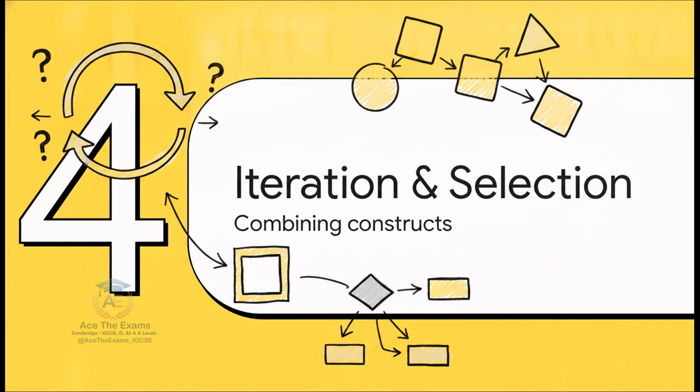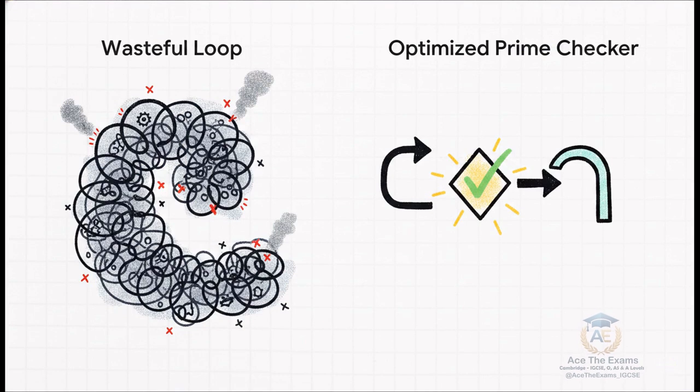To build truly powerful algorithms, just repeating steps isn't really enough. We need our loops to make smart decisions on the fly. Let's look at combining iteration and selection. We do this by nesting selection. That just means we place if statements directly inside of our loops.